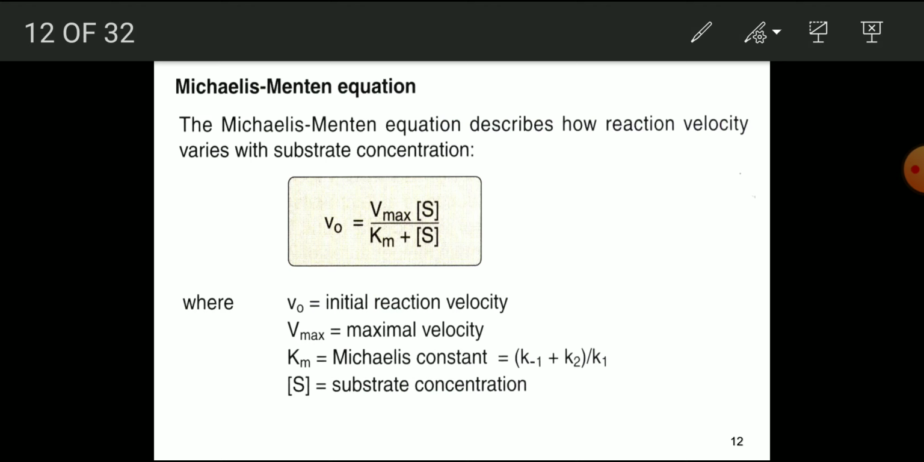So here V0 equals Vmax into S divided by Km plus S. V0 is the initial velocity, Vmax is the maximum velocity, Km is the Michaelis-Menten constant, and S is the substrate concentration. So the initial velocity is Vmax into S divided by Km plus S. That is the Michaelis-Menten equation. You have to write this when you are asked to write about the effect of substrate concentration on the velocity.